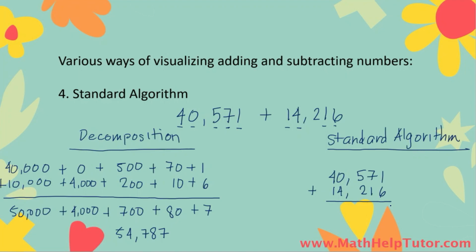And then we do addition per digit beginning from the rightmost place. So 6 plus 1 is 7, 7 plus 1 is 8, 5 plus 2 is 7, we put a comma here, 0 plus 4 is 4, and 4 plus 1 is 5, which gives us 54,787. So there we have it. Very quick and easy, right? You can see that the standard algorithm is a lot faster as compared to the decomposition method.